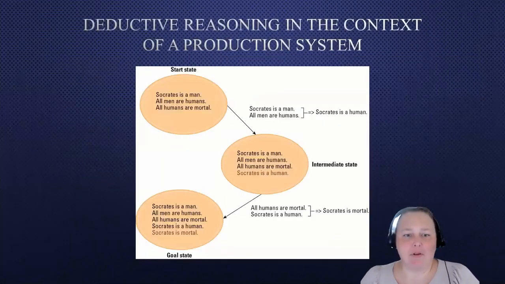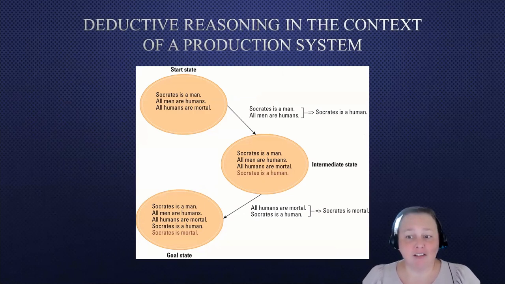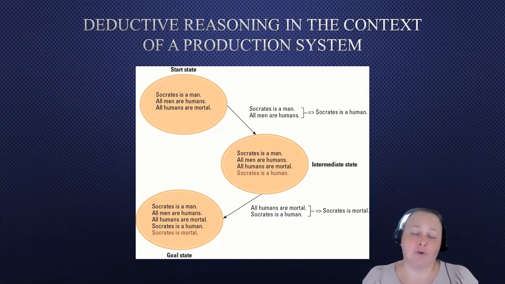Perhaps the less obvious example of a production system is the problem of drawing logical conclusions based on given facts. The productions in this context are using the rules of logic called inference rules that allow new statements to be formed based on old ones. As an example, here's a figure. This shows basically a portion of a state graph that might be traversed when the conclusion Socrates is mortal is drawn from the previous three statements: Socrates is a man, all men are humans, and all humans are mortal.